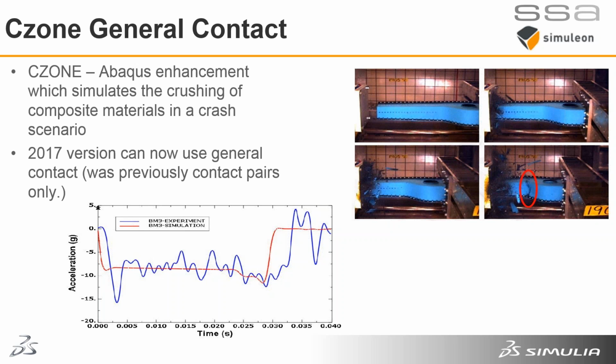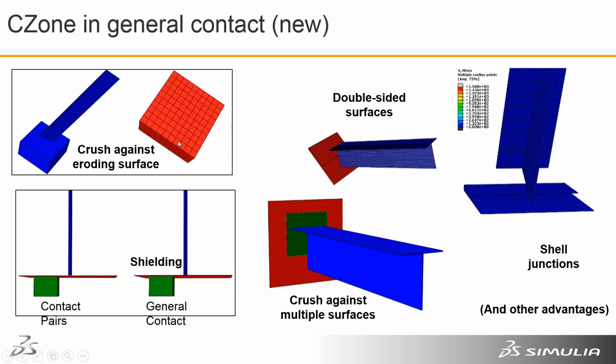That functionality has been available for a number of years now and been very successfully applied in lots of situations, but in previous versions CZone required you to use contact pairs. In 2017 we can use general contact, which means it's now further into the Abaqus solver. It's more of an intrinsic part of what's going on, and therefore we have a number of advantages to do with model setup and some to do with performance and parallelization in these very computationally heavy composite crash scenarios. As you can imagine, these things don't run hugely quickly.